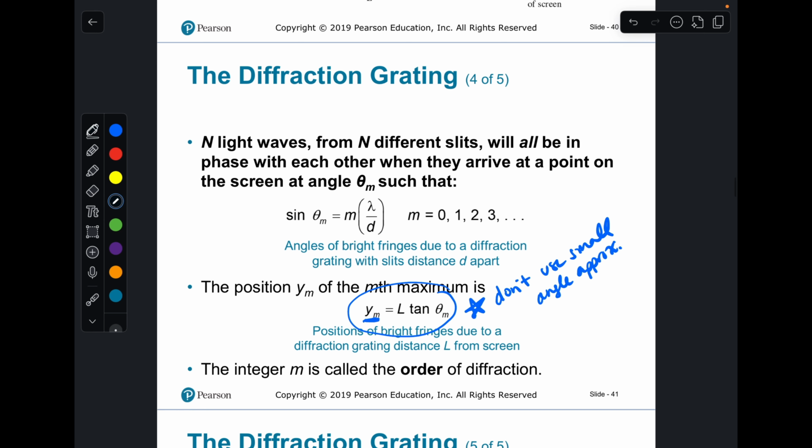We have the exact same equation 1. Equation 2 looks a little different, and that's simply because we cannot use the small angle approximation for the diffraction grating. And so we don't approximate tan theta or sine theta as theta. We just leave it as the trig function.